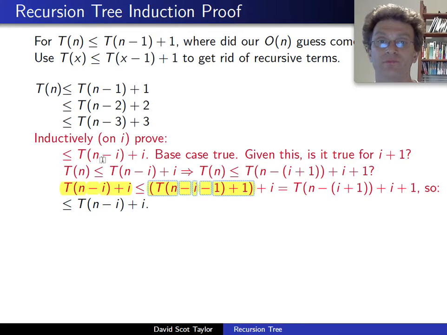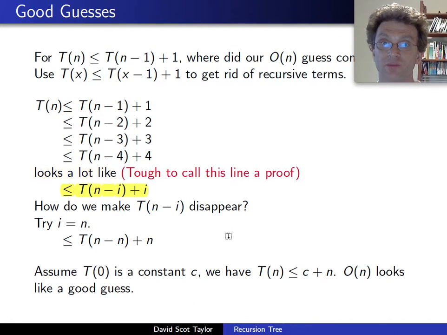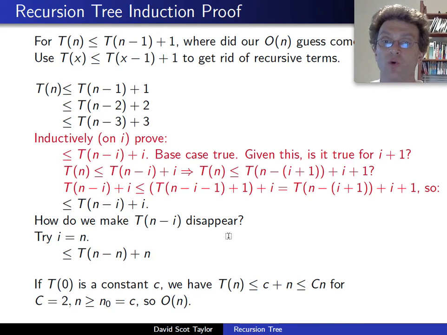So I have, given the inductive statement T of n is less than or equal to T of n minus i plus i, I've proven T of n is less than or equal to T of n minus i plus 1 plus i plus 1. That's what we prove. Our proof by induction is done, right? So that's great. Everything else about the proof just carries through just like before. This is exactly the same stuff that was in the proof before.